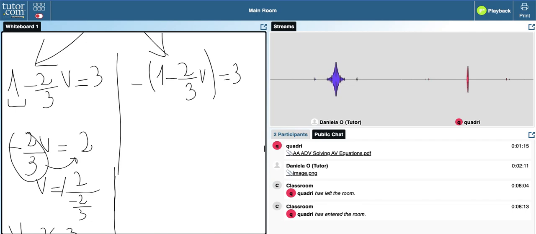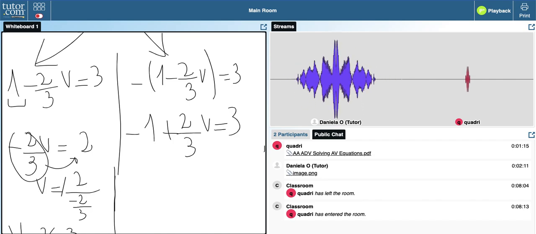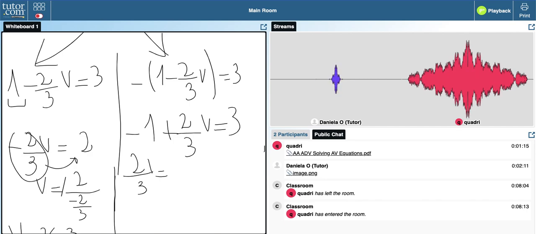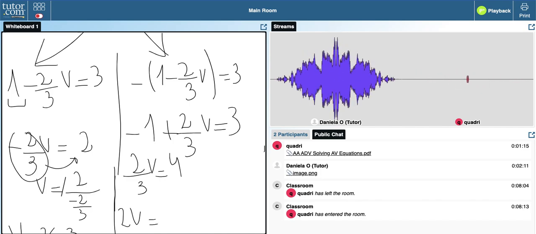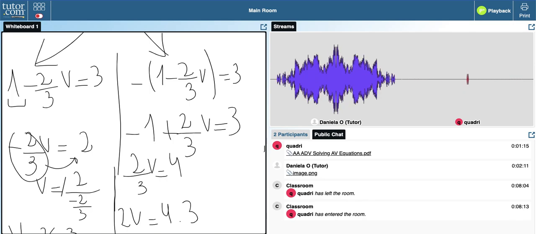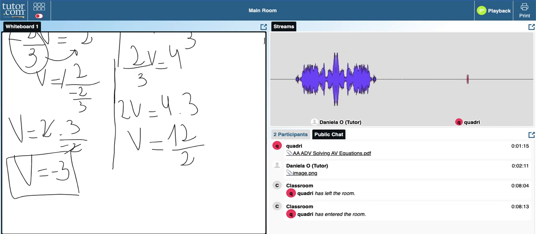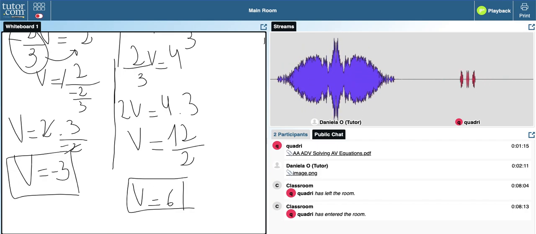Let's see the other solution. First we apply distributive, so we have minus 1 plus 2 over 3 b equals 3. Now we add 1 instead of subtracting, as we did before. So 2 over 3 b equals 4? Yes. Now we multiply by 3, 4 times 3, which is 12. And then we divide by 2, so 12 divided by 2. That's 6, right? Yes. So minus 3 and 6 are the possible solutions.